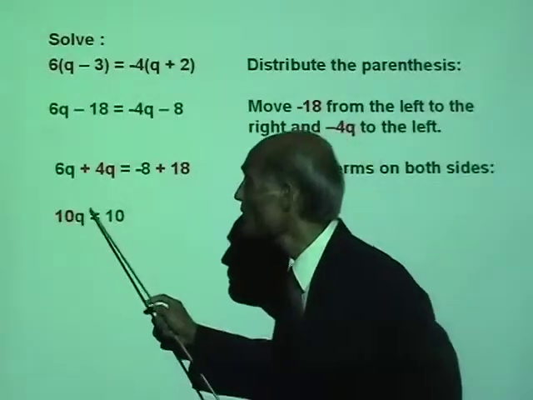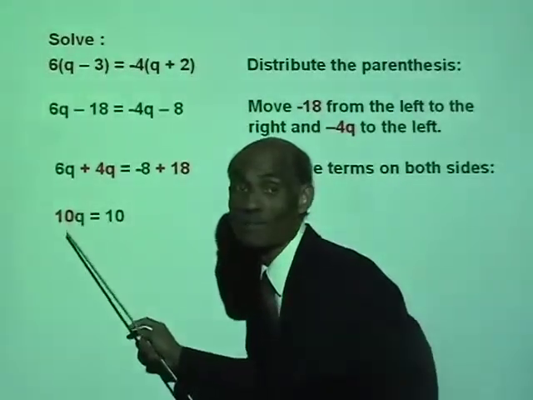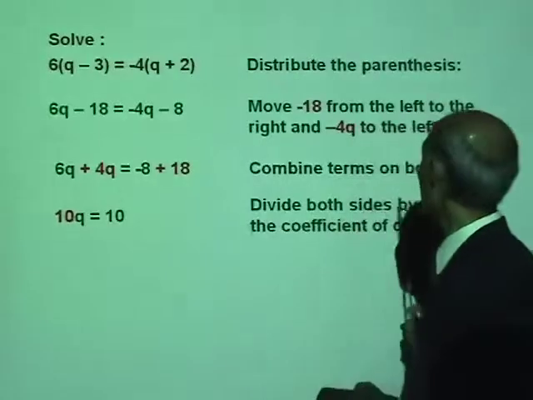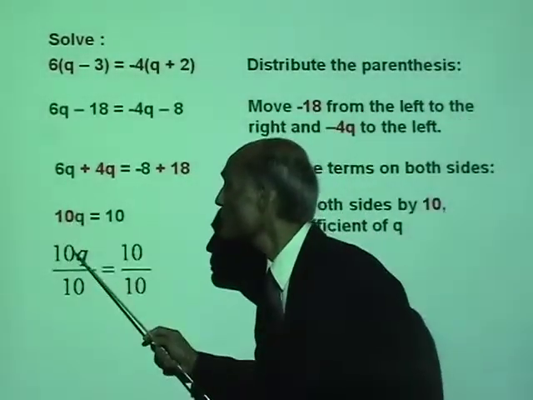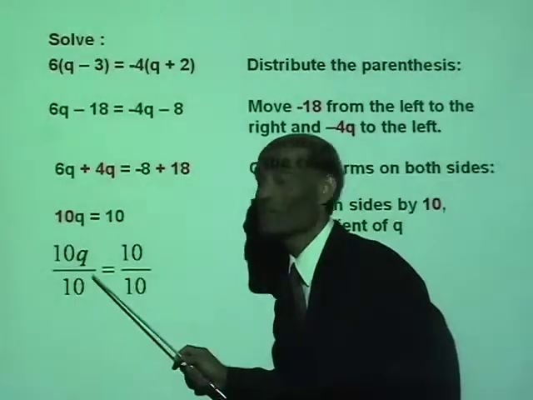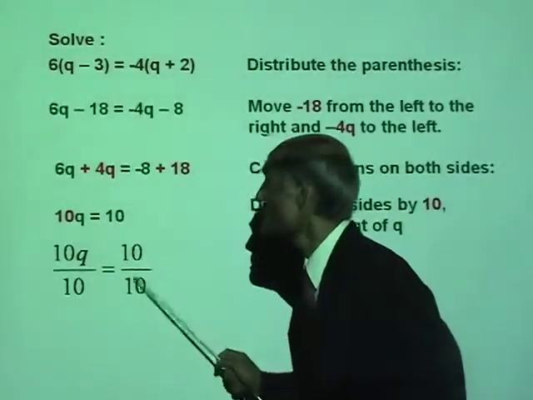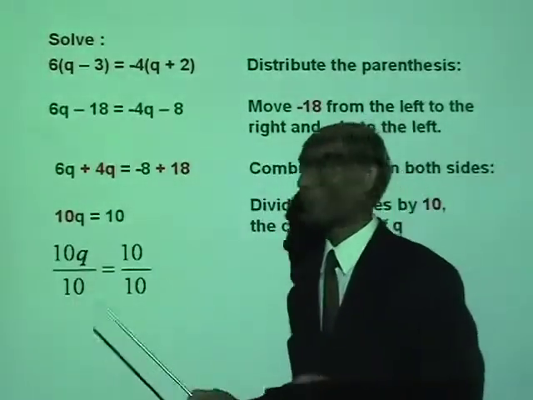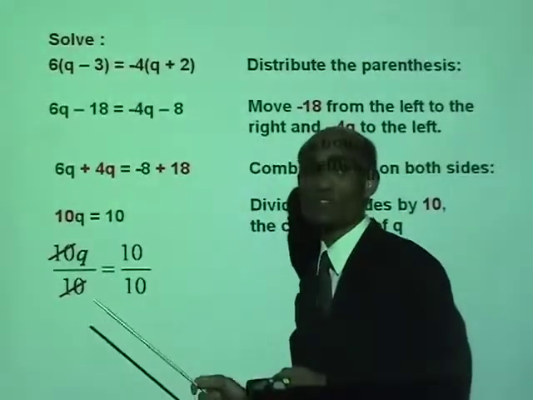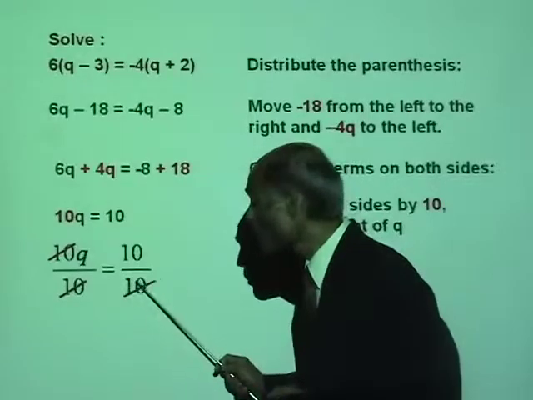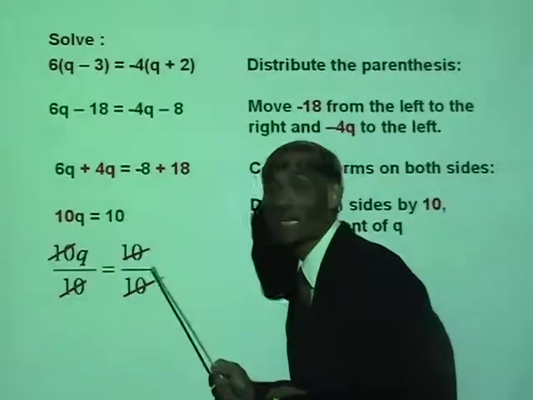To make the coefficient of q 1, divide both sides by 10. That will be 10q divided by 10 equal to 10 divided by 10. And on the left, the 10 and the 10 will cancel. On the right also, the 10 and the 10 will cancel.